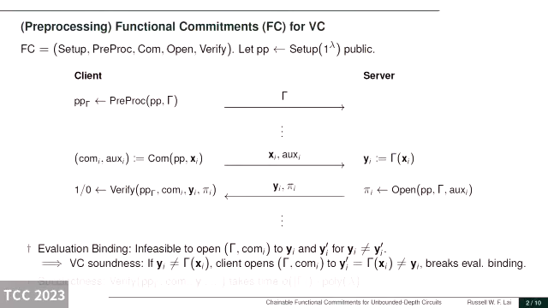Okay, but nevertheless, it can be shown that this implies VC soundness, because if the server were to give us a valid proof for yi, which is different from gamma of xi, then the client who computed the commitment honestly themselves can honestly open this commitment to gamma of xi, which by assumption is different from yi, and then we break the evaluation binding. And also, to get an efficient VC scheme, we want our FC to be succinct, meaning that the time needed to run the verification algorithm is sublinear in the size of the circuit description.